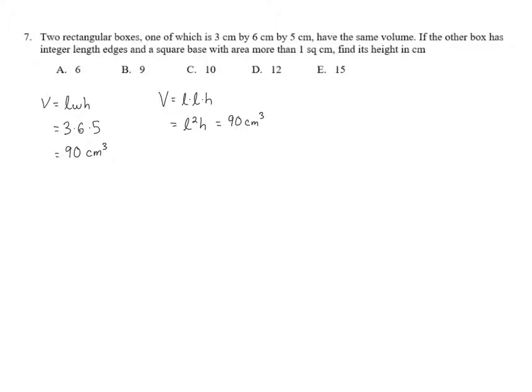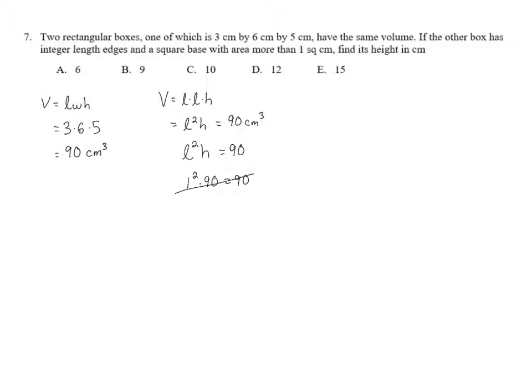So our goal is to find values for L and H that satisfy the equation L squared H equals 90, where L and H are integers, and we know that the area of the base is more than 1. That means that the length has to be more than 1. So it can't be 1 squared times 90. That's not going to satisfy the requirement. We need to find some other number for the length.